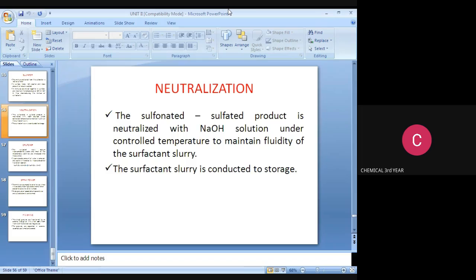Next, neutralization. The sulfonated or sulfated product is neutralized with NaOH solution under controlled temperature to maintain fluidity of the surfactant slurry. Next, the surfactant slurry is conducted to storage.